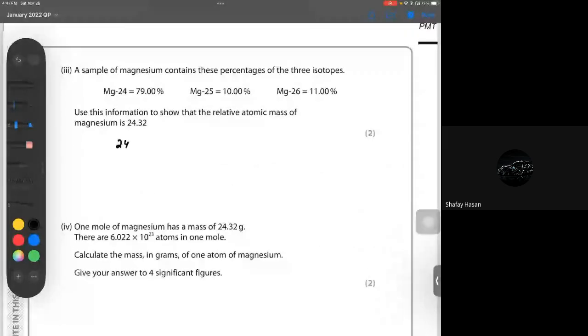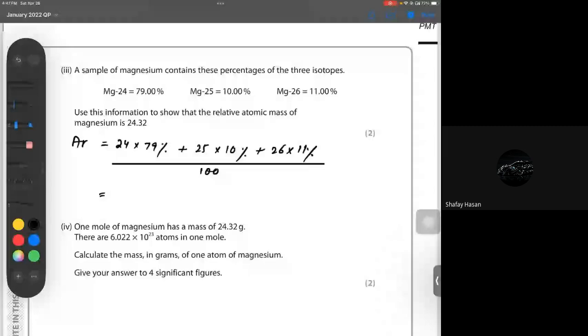Use this information to show that the relative atomic mass of magnesium is 24.32. So what I would be doing is 24 times 79% plus 25 times 10% plus 26 times 11%, and of course you are supposed to divide it by 100. Can you tell me the answer?